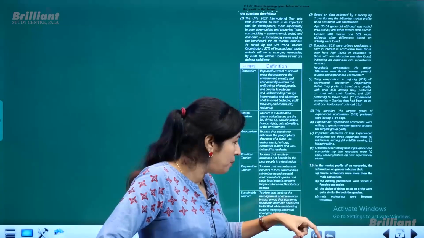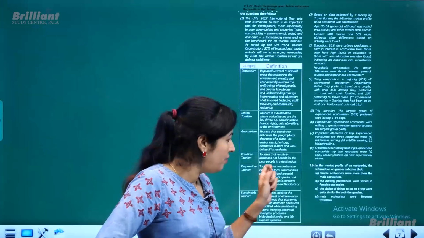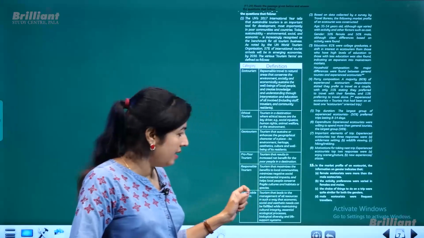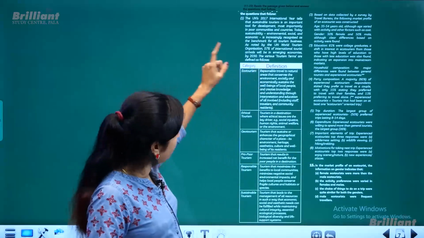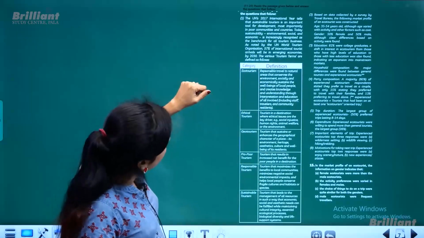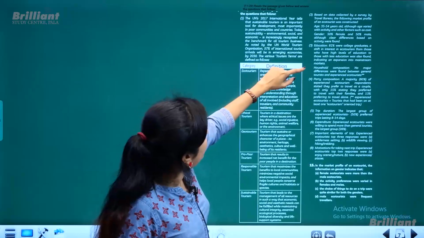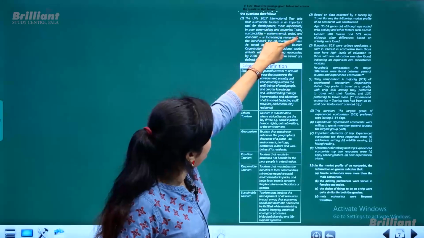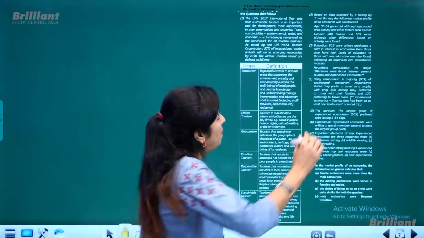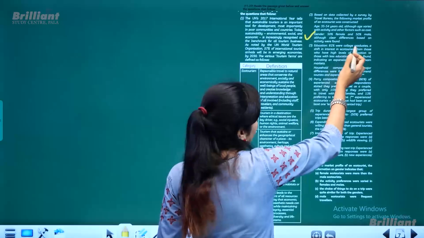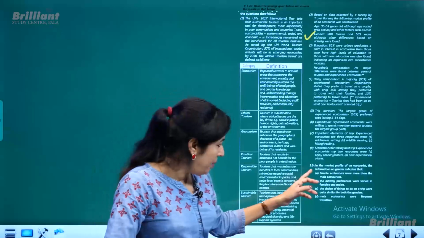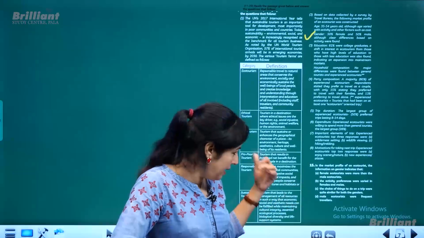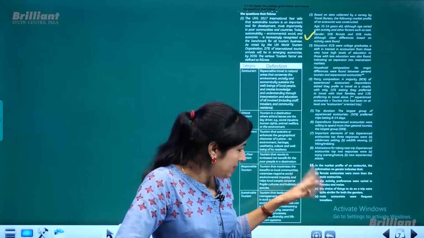In the market profile of an ecotourist, the information on gender indicates female ecotourists, so that means based on gender. Where is that? Based on the gender part, education, age, gender, this one. Based on gender means 50% female and 50% male. Okay, so based on this profile, based on gender, which option is correct?